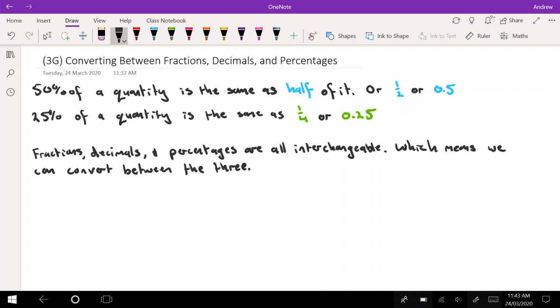So, fractions, decimals, and percentages are all interchangeable. It means we can convert between all three. We can go from a decimal to a fraction. We can go from a fraction to a percentage, and so on and so on. So, let's just get through some of the things we're going to do.